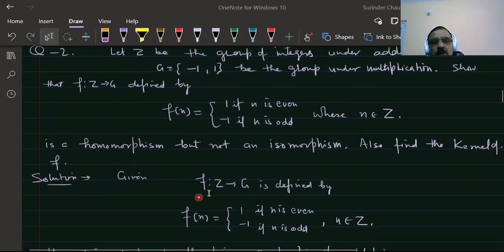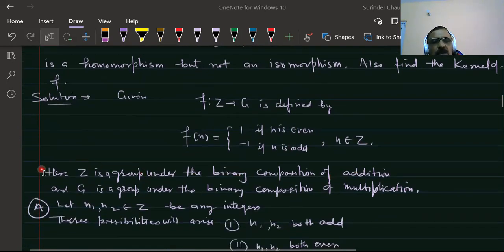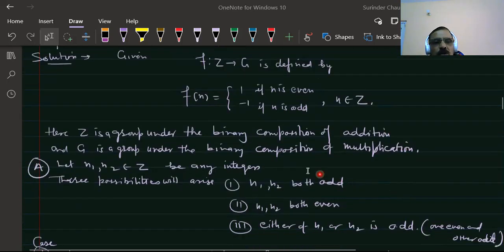So given f is a mapping from Z to G defined by f of n is equal to 1 if n is even, minus 1 if n is odd. Here Z is a group under the binary operation of addition, and G is a group under multiplication. So let us take n1 and n2 belonging to Z. Three possibilities will arise: both n1 and n2 are odd integers, both are even integers, or either of the two is even or odd.